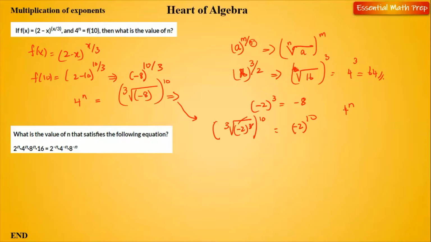How can we simplify? Keep in mind there's a negative here, so you have to write 4 in a way that it accounts for the negative. So if I write it as negative 2 squared raised to the power n. Okay, any number, if it's negative or positive, if it's raised to an even power, it's going to get positive, right? So this becomes negative 2 raised to the power 2n, right?